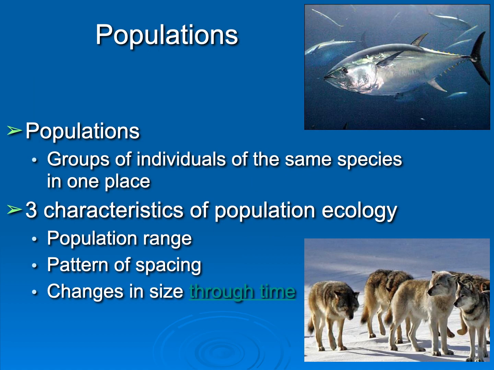Again, remember, populations are groups of individuals within a single location. Generally, that location gives them the potential to interact and interbreed, so they share genes. Often in population ecology, we're concerned about range, patterns of spacing, and then changes in the size of the population over time.